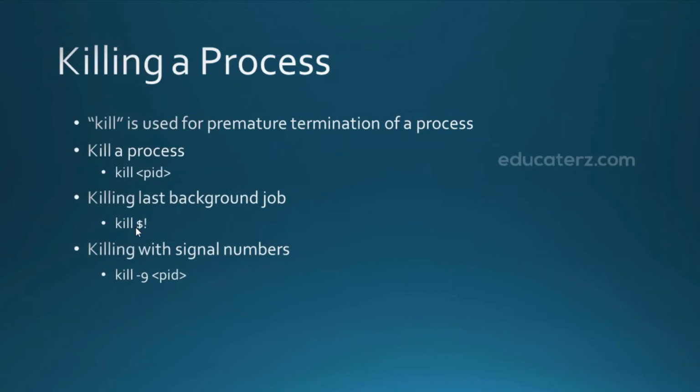Whenever we give kill and $!, this will kill the last executed background job. We can also kill using signal numbers, that is, kill space -9, which stands for kill forcefully. Then we give a PID, and that would kill that particular job. So we'll now look at the terminal. How can we work with this?